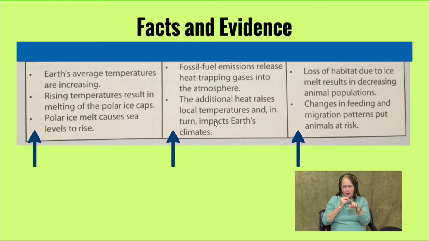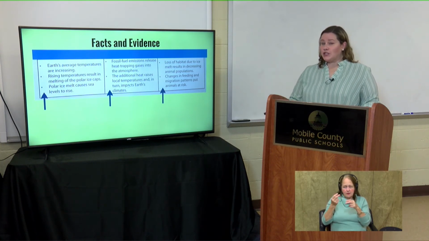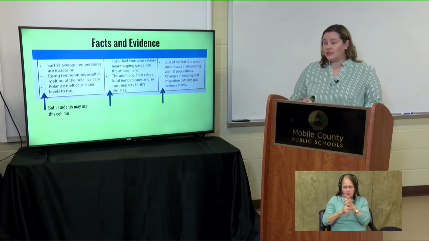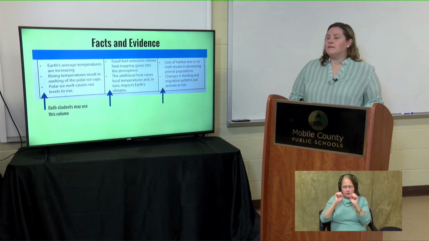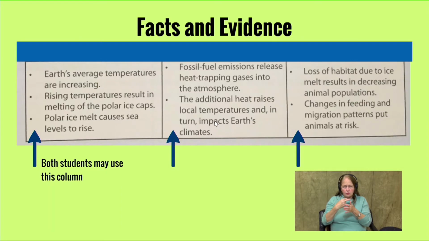Now keep in mind, you're asking yourself, they're getting information to write, what could they possibly use? Could both students use that column? If you said yes, you are correct. Both students could. So let's look at the middle column. It says fossil fuel emissions release heat-trapping gases into the atmosphere. The additional heat raises local temperatures and in turn impacts Earth's climate. Which topic would that relate to? Would it relate to the young lady who's thinking about what causes global warming, or would it relate to the young man?